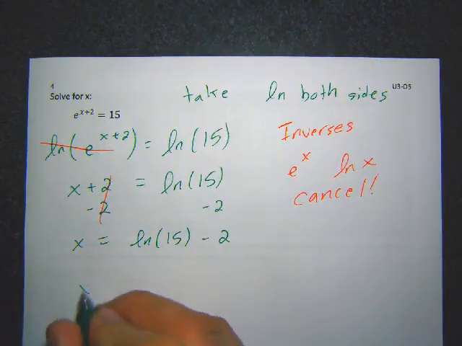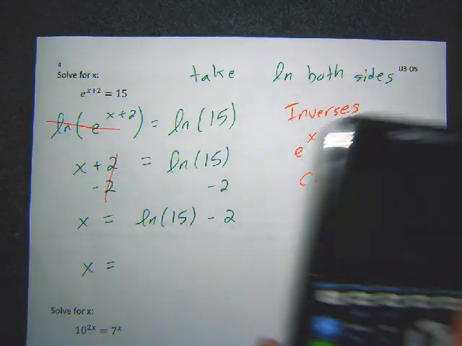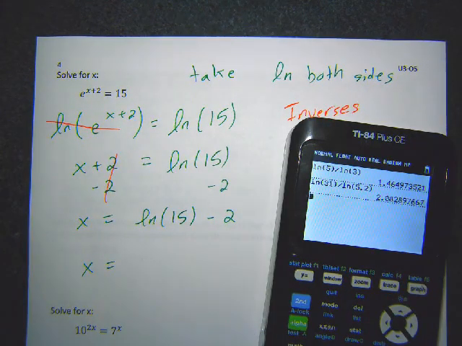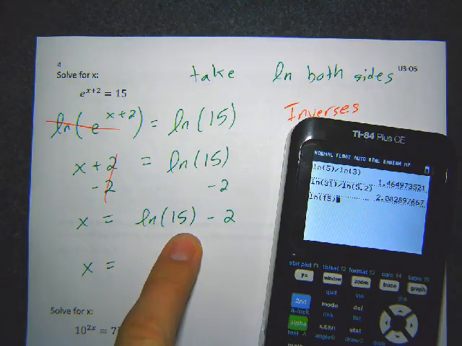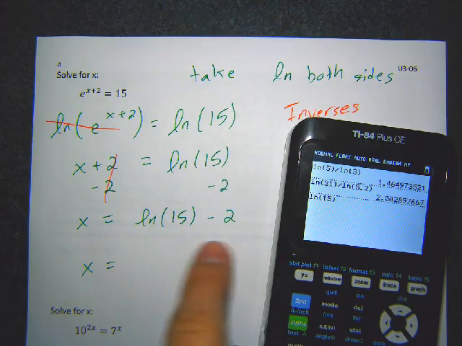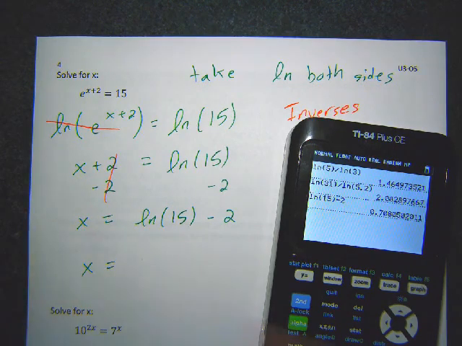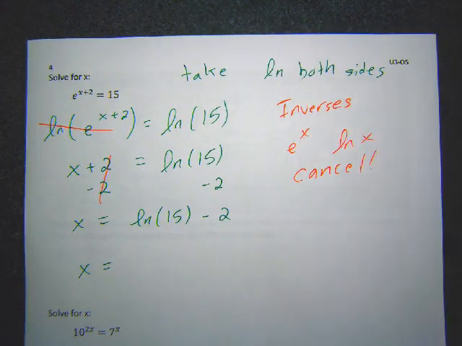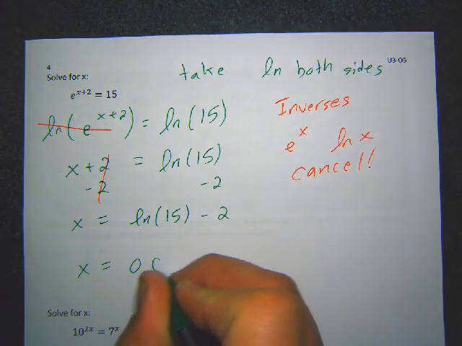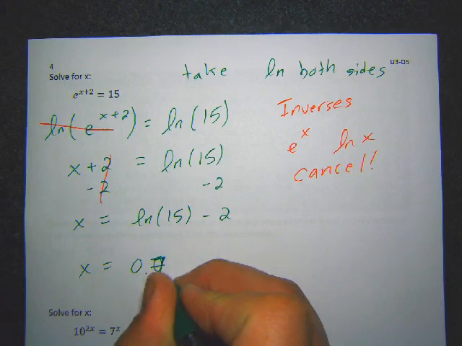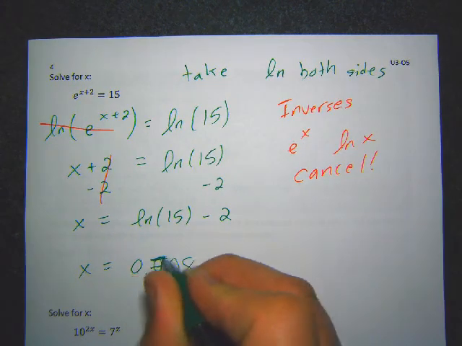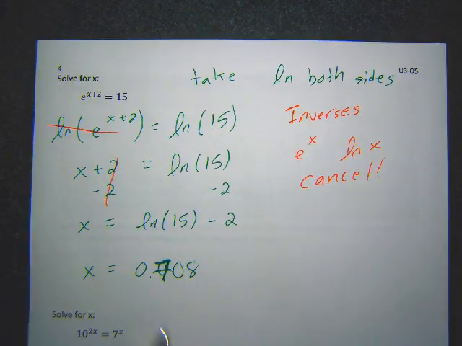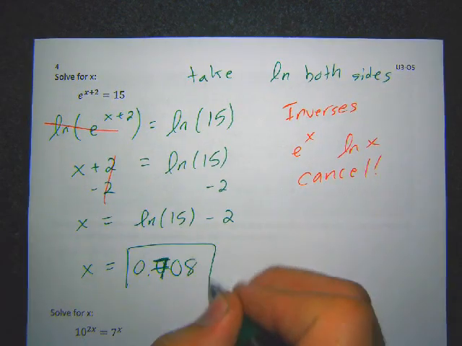Again, that's the exact answer. If I want an approximate answer, a decimal, I'm going to just type it in the calculator. So I'm going to type in natural log of 15. Make sure you close the parentheses because we don't want the minus 2 inside the parentheses, right? The natural log is only on the 15, not on the 2. So I'm going to close the parentheses, hit minus 2, and that's what I get. So I get 0.708. That would be our answer for that.